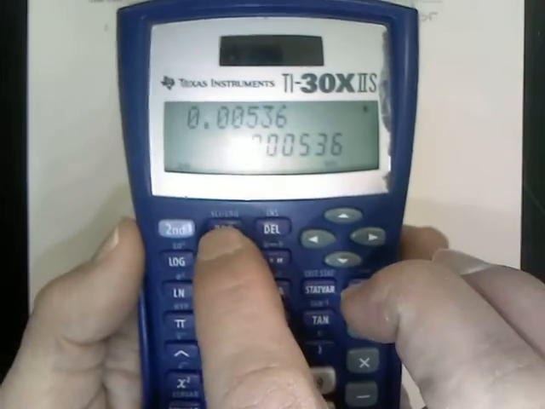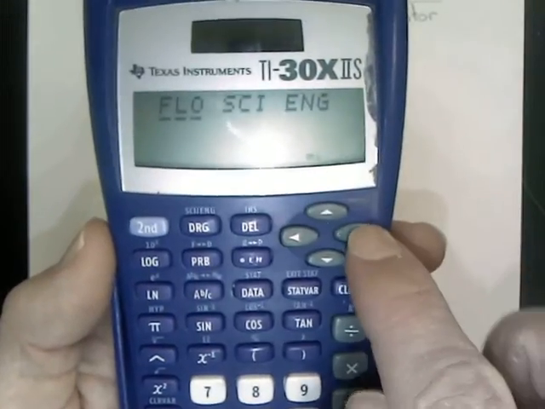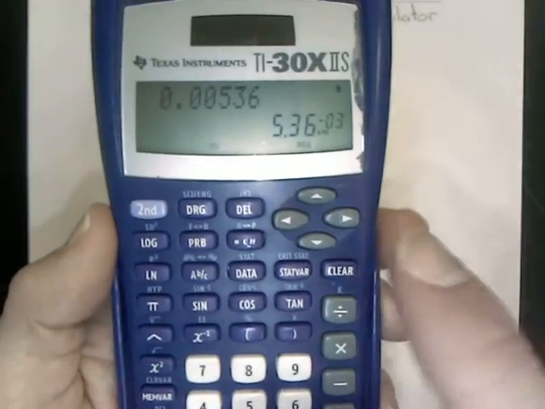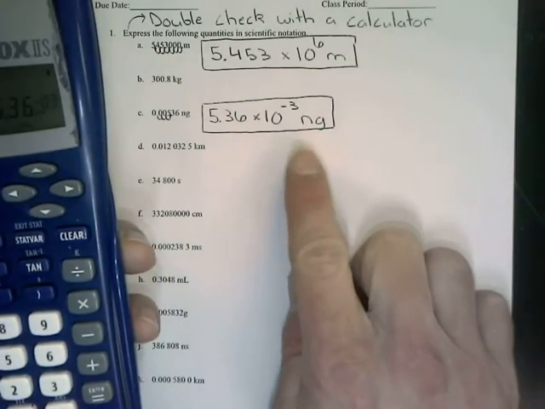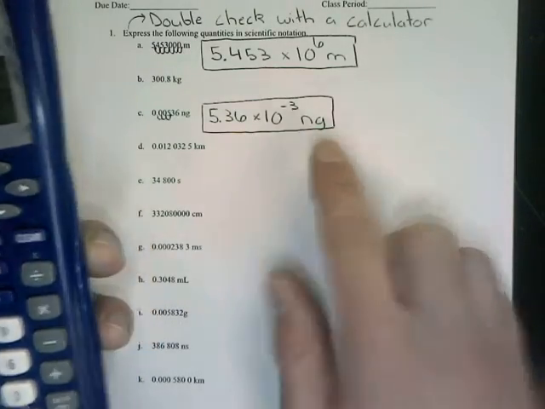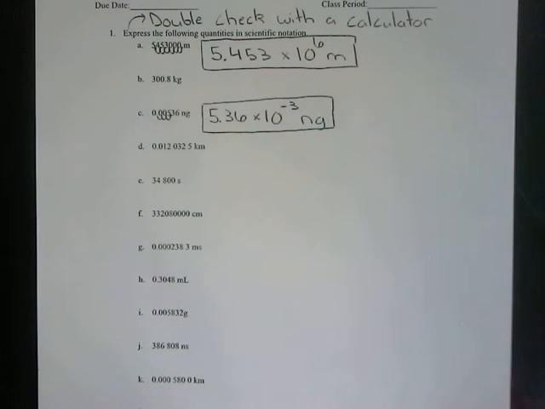You press second, then the sci/eng key. You scroll over to sci, and check that out. 5.36 times 10 to the negative third. That matches. That is a really nice feature in your calculators to double check yourself.